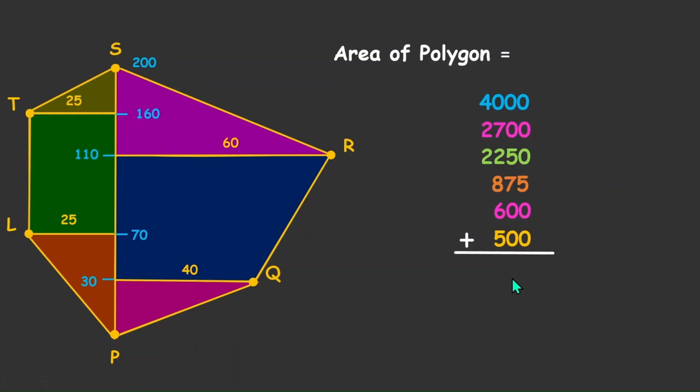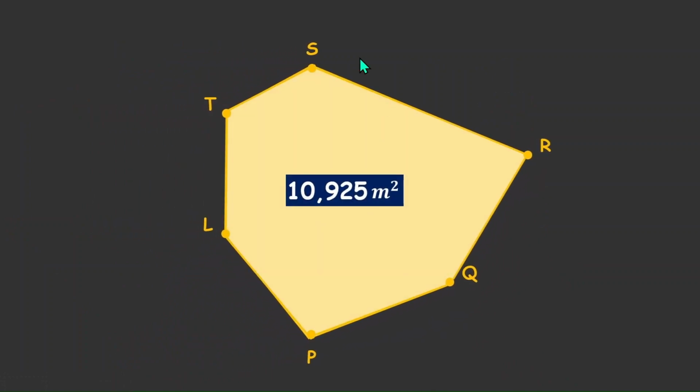The summation of all of this comes out to be 10,925. And since all of the distances were in meters, this would be meters squared. And that is the area of this hexagonal field. So we can see the area of this entire hexagonal field is simply 10,925 meters squared.